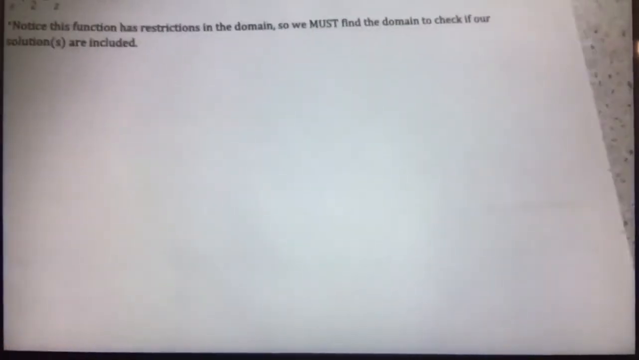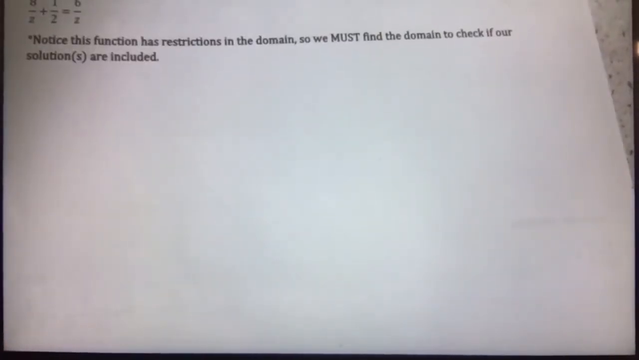So this is putting it all together. We have to solve the equation. Notice there's an equal sign, so it's an equation, and our final answer should be z equals. Notice the function has restrictions in the domain, so for these, we have to find the domain first. We're going to find the domain, figure out what z cannot be, go through, find what z does equal, and then make sure that it actually works and is able to be that answer. All right, let's find the domain first.